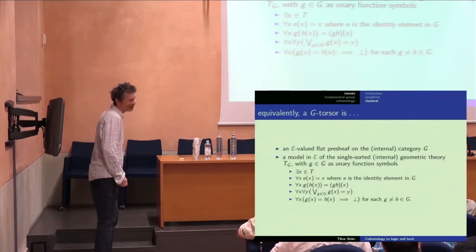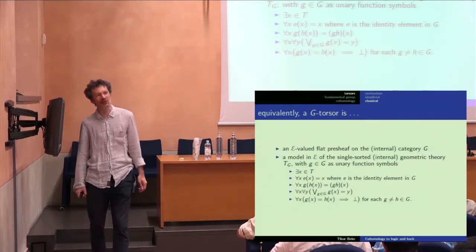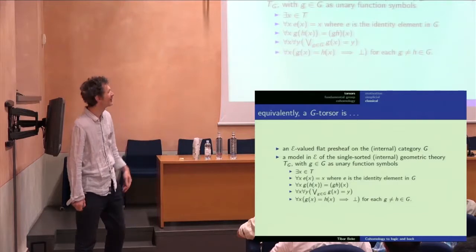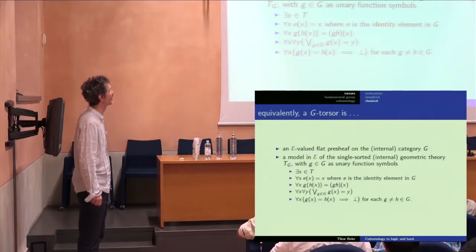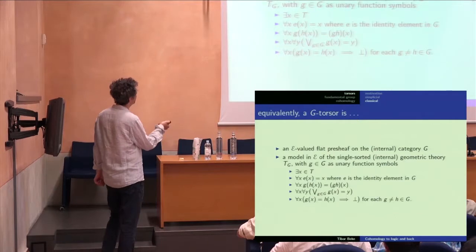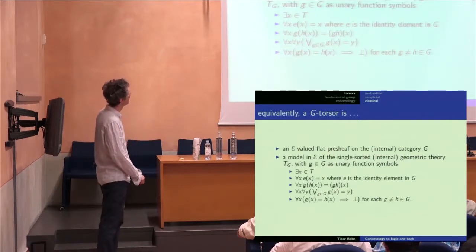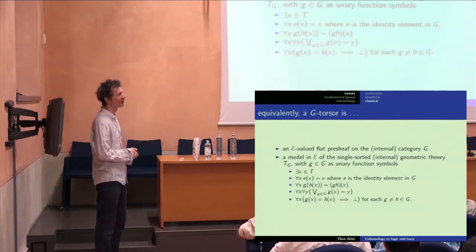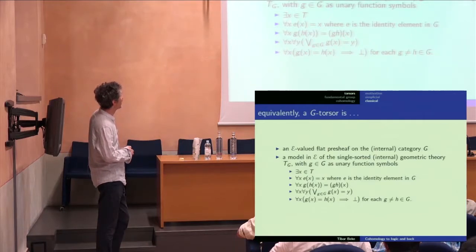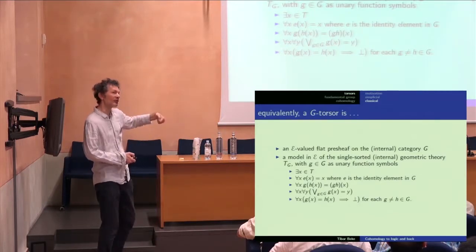So, because I put logic in the title, I felt obligated to actually write down some logical formulas. Now, these are the axioms that say exactly what they have to say. First of all, it's an E-valued flat P-sheaf, whatever that means. And secondly, if you just want to think of it in terms of sets, then this is how you would say it. T is non-empty, there's something inside it. The identity element of the group acts as the identity. It's equivariant. I'm really thinking of G as a group, by the way. So there's also a group inverse. It's just not part of the notation. It's not just a monoid, it really is a group.